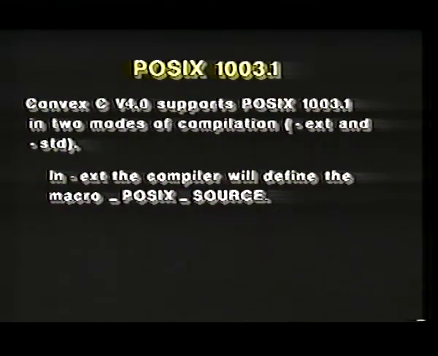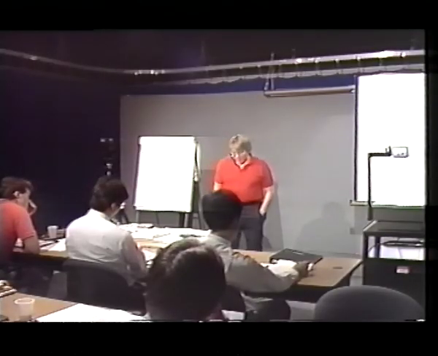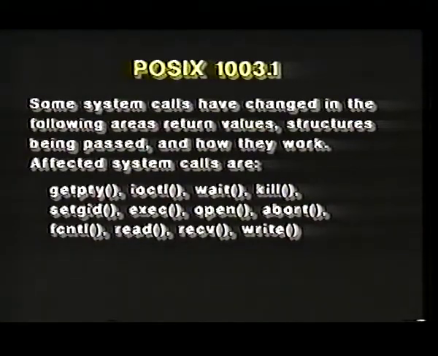If you're compiling in -std, you must define the macro yourself, because POSIX is defined that way. You must define that symbol to be a POSIX compliant program in your source. You can do it either on the command line or in your source with a pound define. Most system calls have changed in the following areas: return values, structures being passed, and how they work.